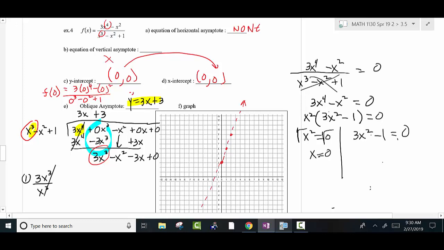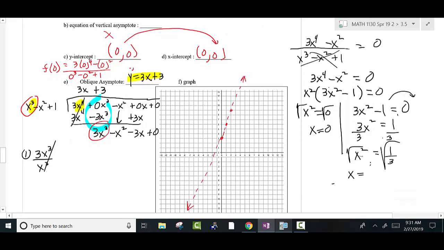And then this one, you're going to have some square roots in it. So this one, you would add 1 to both sides. So you get this. And then we can divide by 3. So we get x squared equals 1 over 3. Then you square root both sides. So you would actually get, and you have a plus or minus on this because we did the square root property. The square root of 1 is 1, so you'd have plus minus 1 over root 3. So those are also x-intercepts on that.